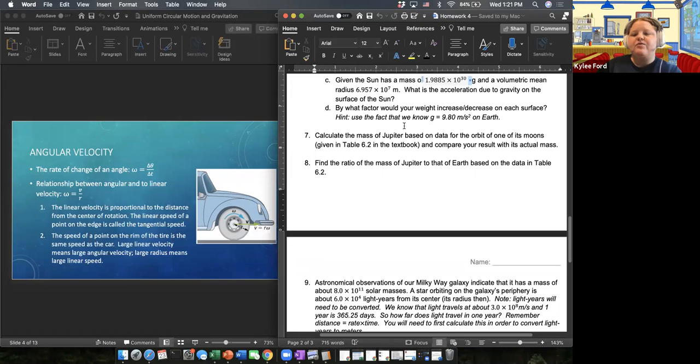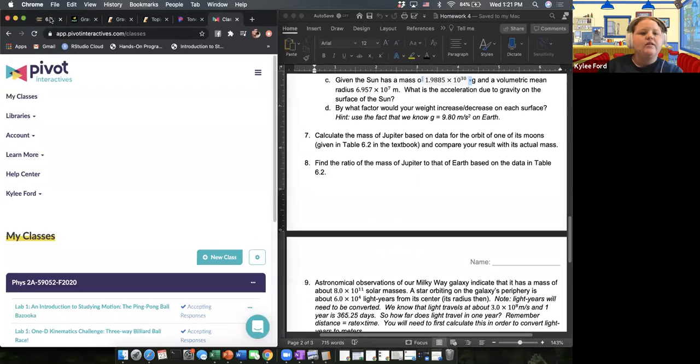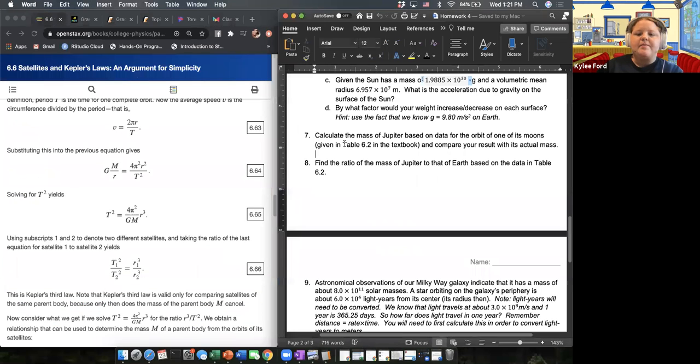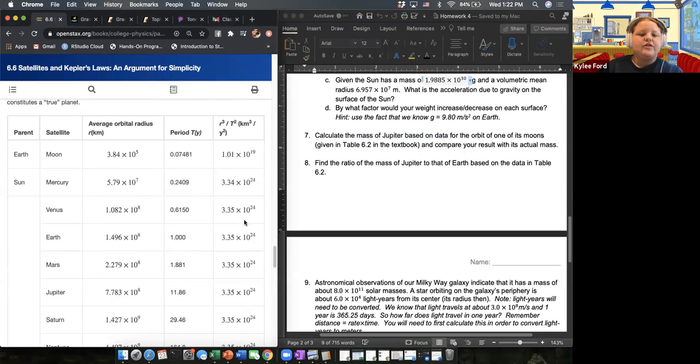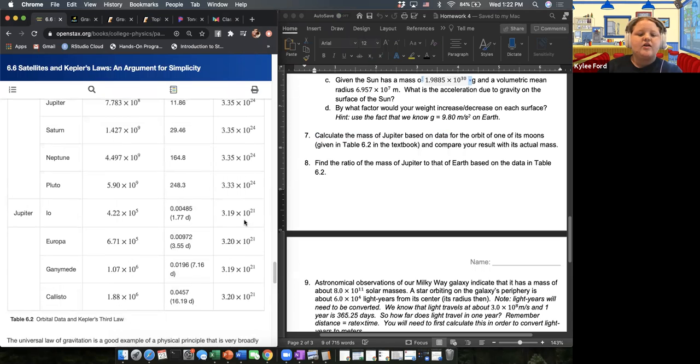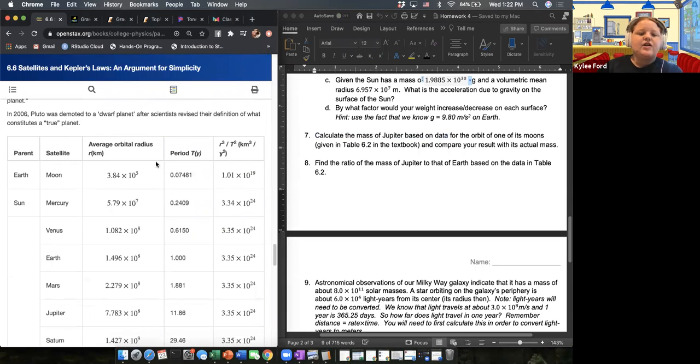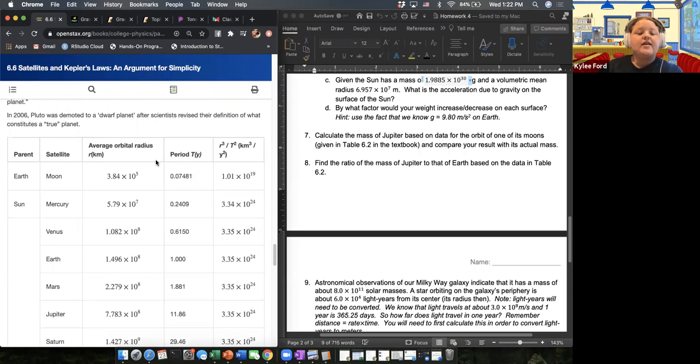One thing you need to be careful with, of course, is checking on units. This one in particular, I wanted to point out, number 7. That one is asking you to calculate the mass of Jupiter based on the data for the orbit of one of its moons. And that's looking at table 6.2 in your textbook. So this is the table I'm talking about, table 6.2. And this is data for Kepler's laws.